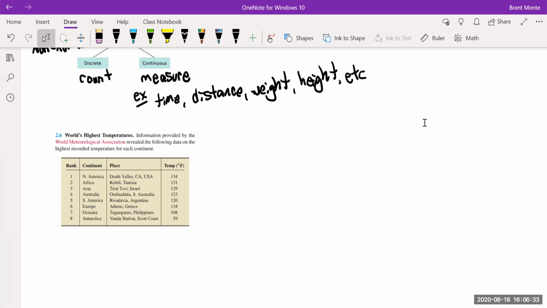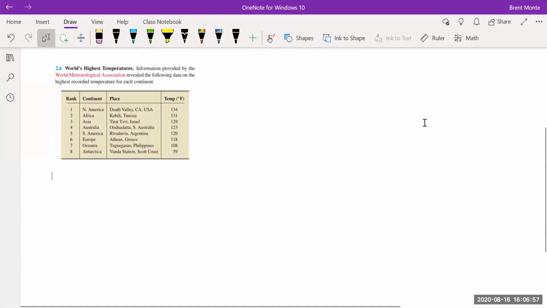And notice North America in Death Valley had the highest temperature ever recorded at 134 degrees. Antarctica, the highest temperature ever recorded in Antarctica was 59 degrees Fahrenheit. So not a very warm place to be. But the question that they're asking here is what type of data is in each of these columns. So in this first column, they're talking about the rank. Well, the rank, notice it's just numbers. Is it qualitative or quantitative? It's a quantity, so obviously it is quantitative data.